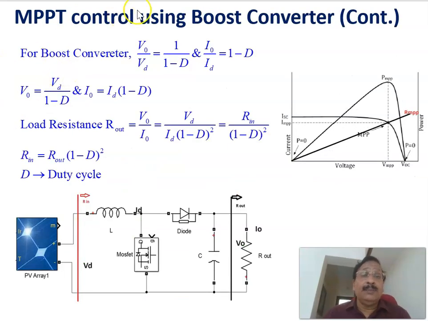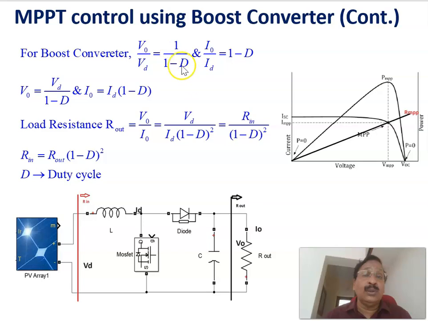Now continuing the MPPT controller using the boost converter, as I already explained, the resistance looking from this side is represented as Rin. Now we are going to derive the equation for this Rin in terms of R out. For the boost converter, we know the basic relation was already derived.